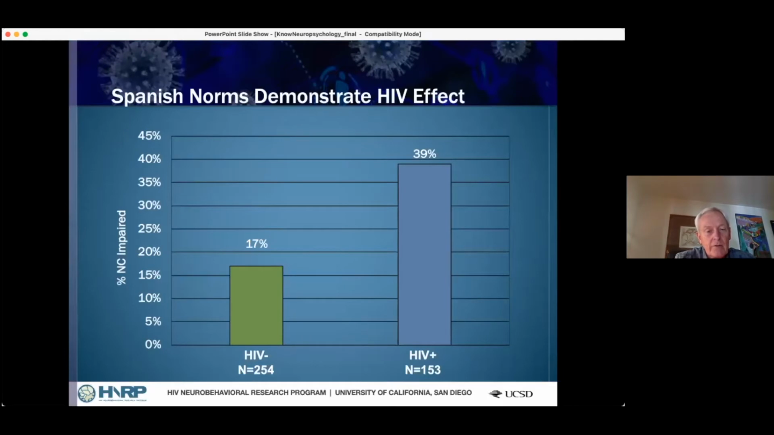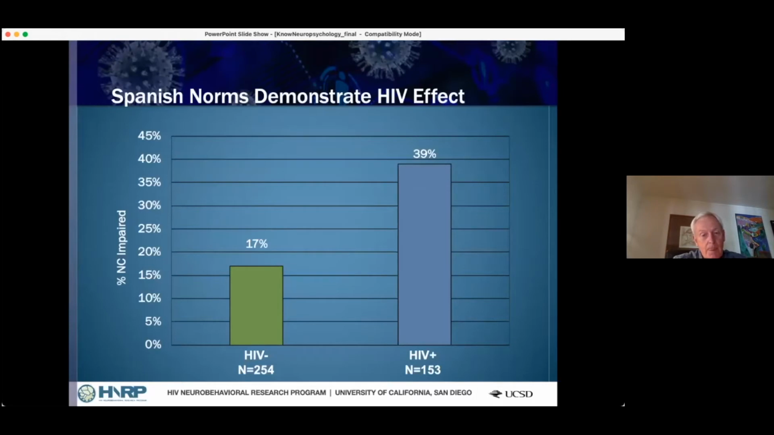Okay, so the green bar is what you'd expect for the normative sample. And of course, the norms are based on them. But when we applied those to the Spanish-speaking HIV-infected people, you see a substantial HIV effect, which is similar to what we've seen throughout the US with English speakers and also around the world with other languages.